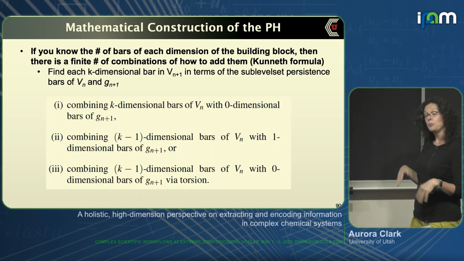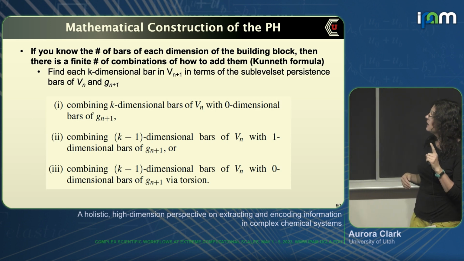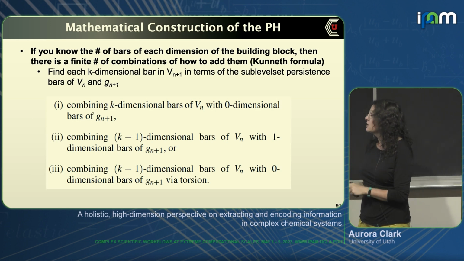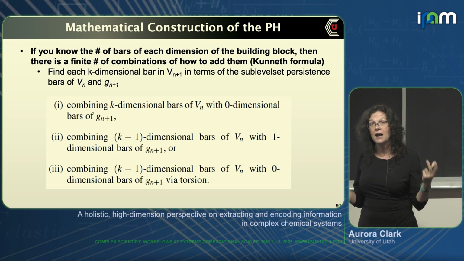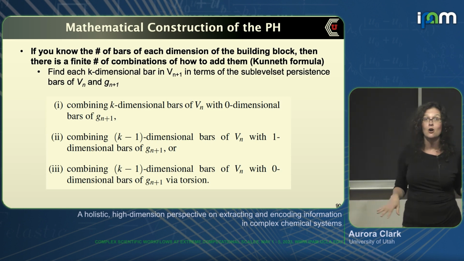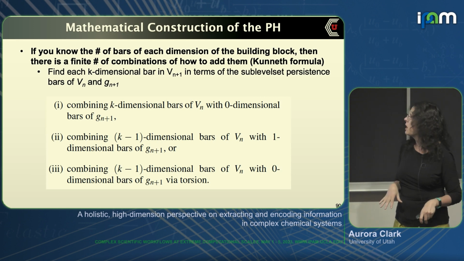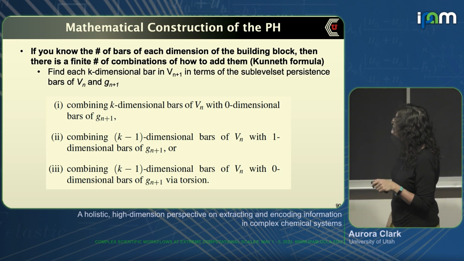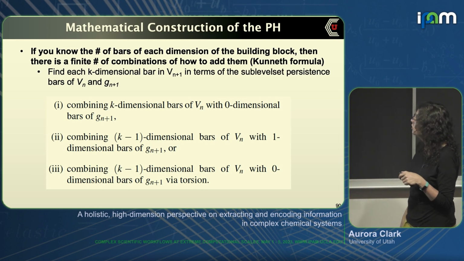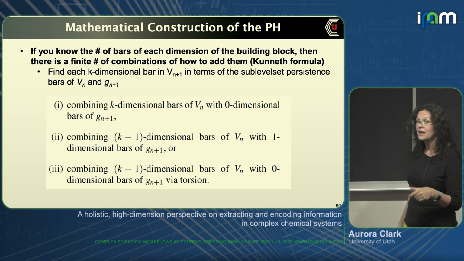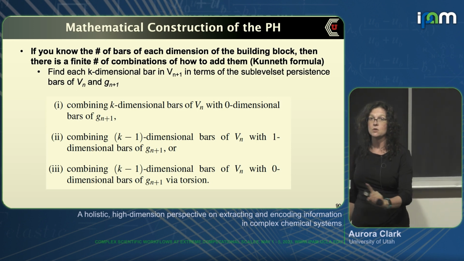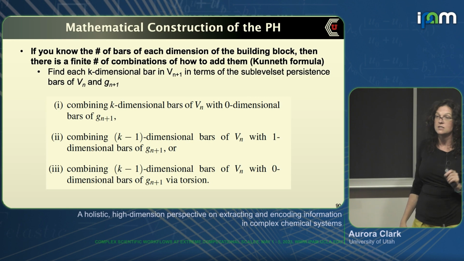So now if you know the number of bars in each dimension of the building block, then you can recognize that there's a finite number of ways to combine all of these bars to yield your new total potential energy function topology. And this formula is an older formula called the Künneth formula, but it basically provides all of the combination rules associated with finding all of the bars in every dimension.